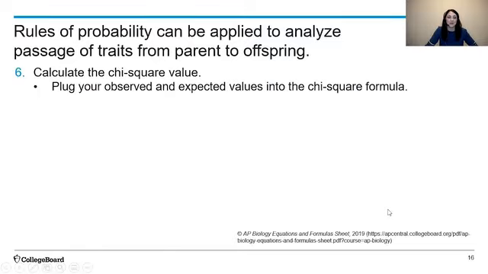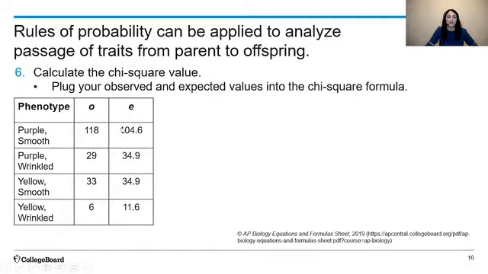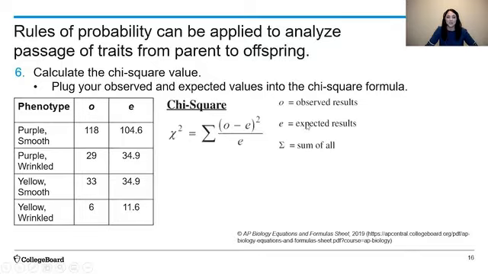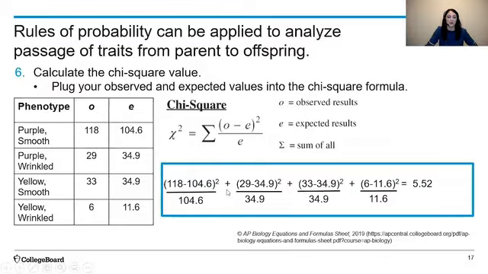Then I'm going to calculate the chi-square value. I'm going to plug these observed and expected values into the chi-square formula. Here I've combined my table with the observed and expected values I just came up with. This chi-square equation is provided on your AP Biology formula sheet. What we do is observed minus expected, squared, over expected for each of these phenotypes, and add them all up. If I'm looking at purple smooth, my observed was 118, so my observed minus my expected squared over my expected. Then I do that for every group, add them together, and get my chi-square value, which is 5.52.